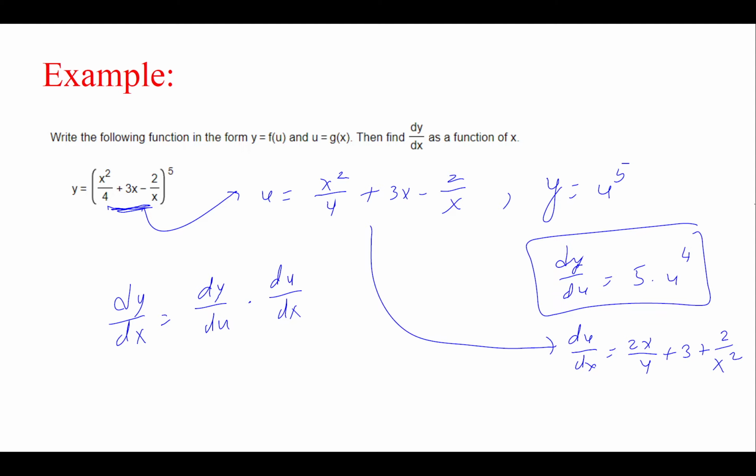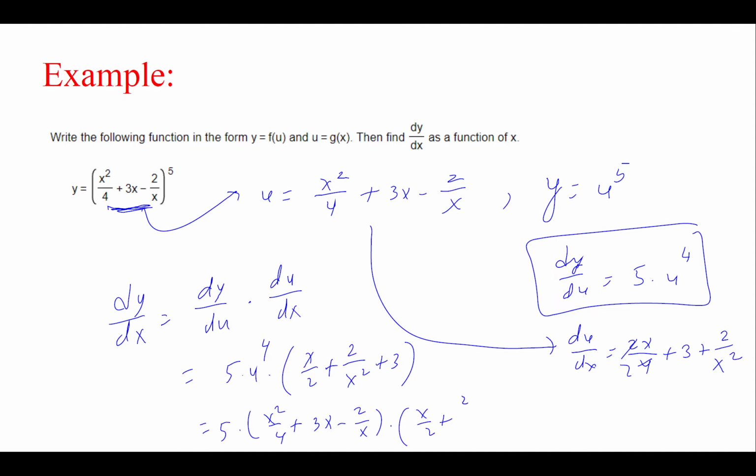So we just use this value here, dy over du, which is 5 times u to the power 4, times this one, which, if you simplify it, is x over 2 plus 2 over x squared plus 3. Finally, we have to express our answer in terms of x, so we need to substitute the value of u back. So eventually this is our answer, dy over dx equals this one.